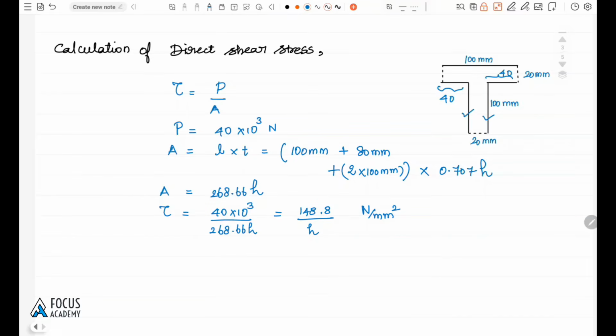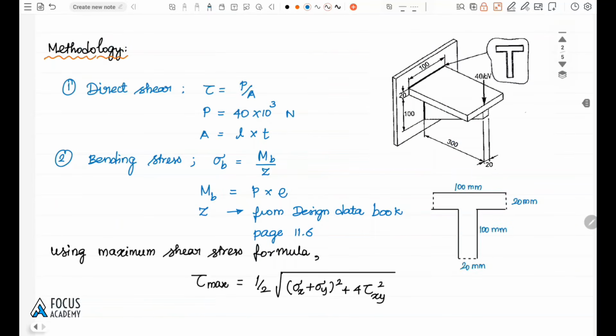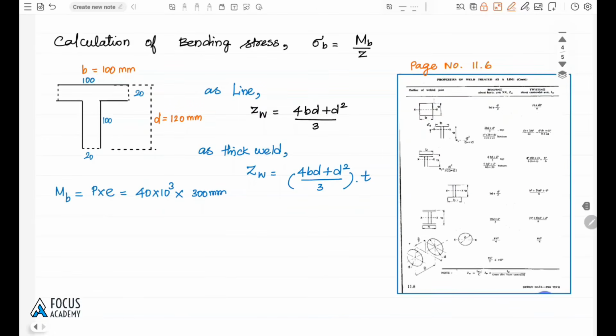And next thing is we have to calculate the bending stress. So in bending stress, MB is equal to load into eccentricity. Load is 40 kilonewton, so 40 into 10 power 3, and eccentricity value 300 mm. That is taken from the diagram. So we can see here the eccentricity value from the welding to the load acting point. The distance is 300 mm. So we have taken the eccentricity 300.